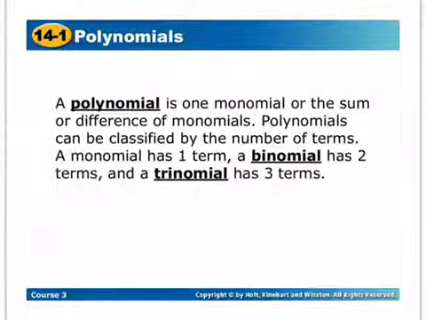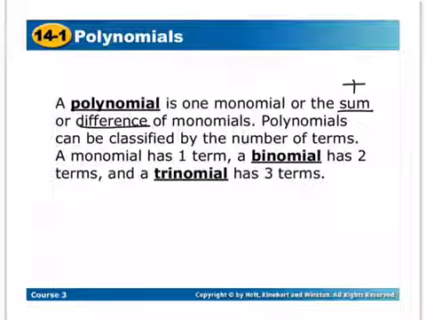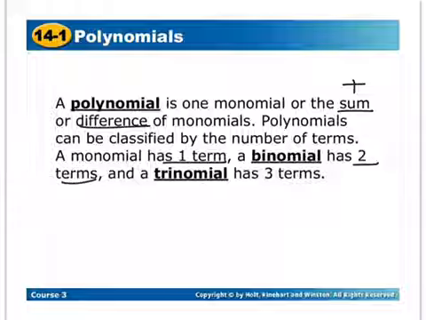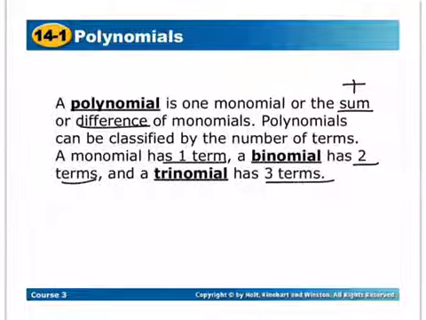Now, let's talk about a polynomial. A polynomial is one monomial, which is what we've just been talking about, or the sum or difference of monomials. Sum meaning plus, difference meaning minus, okay? Polynomials can be classified by the number of terms. A monomial has one term. A binomial has 2 terms, and a trinomial has 3 terms. That should be easy to remember because mono refers to 1, bi refers to 2, and tri refers to 3.